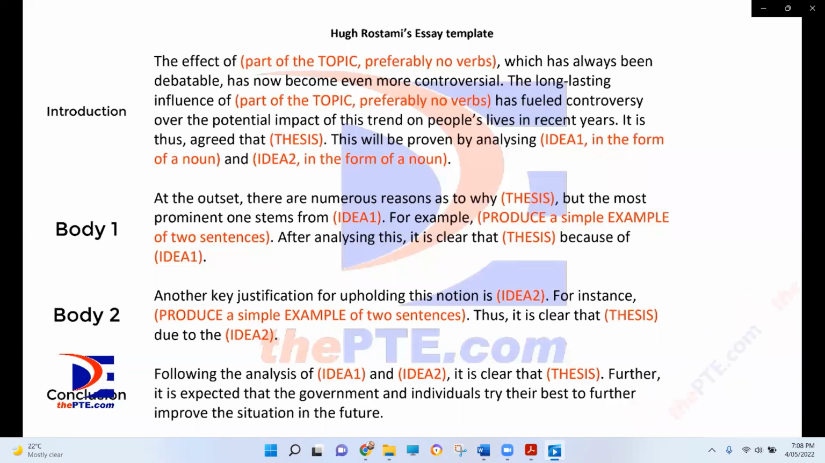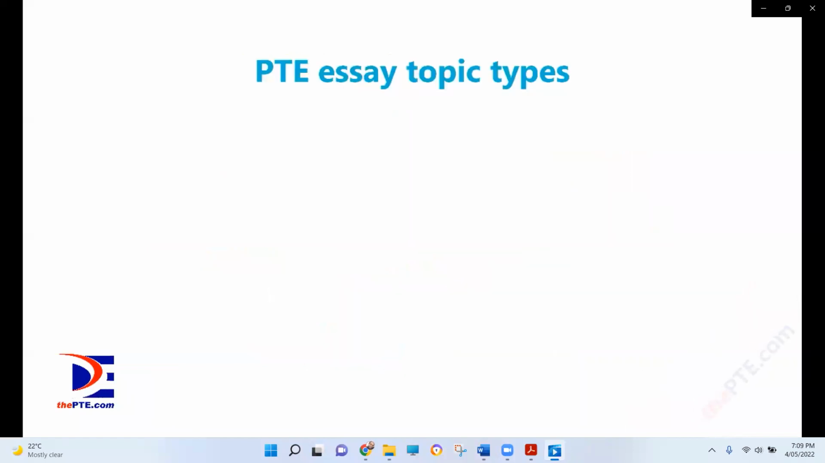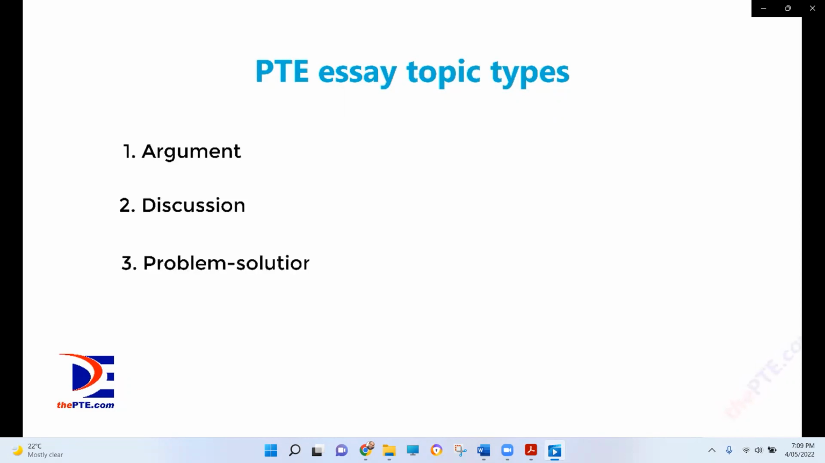So once you have memorized the template, you are ready to write an essay about any topic, regardless of the type of the essay topic. But to give you a better idea of how it works, I have divided the PTE essay topics into 4 types, and they are, from the most to the least common ones: argument, discussion, problem solution, creative.